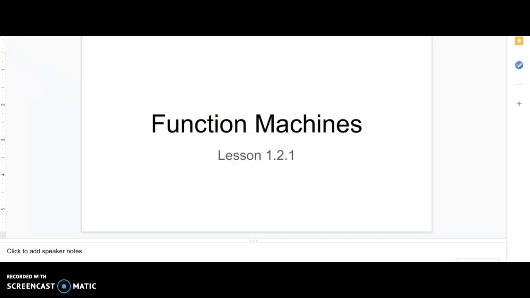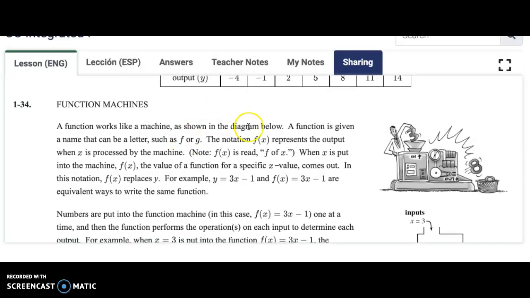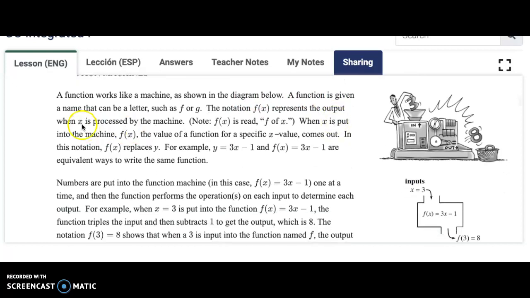So let's start off with functions. First and foremost, we're going to read something over here from the book. It says, a function works like a machine. As shown in the diagram below, a function is given a name that can be a letter, such as G or F. A notation, f of x, represents the output when x is processed by the machine. Note, again, we read that as f of x, not f parentheses x.